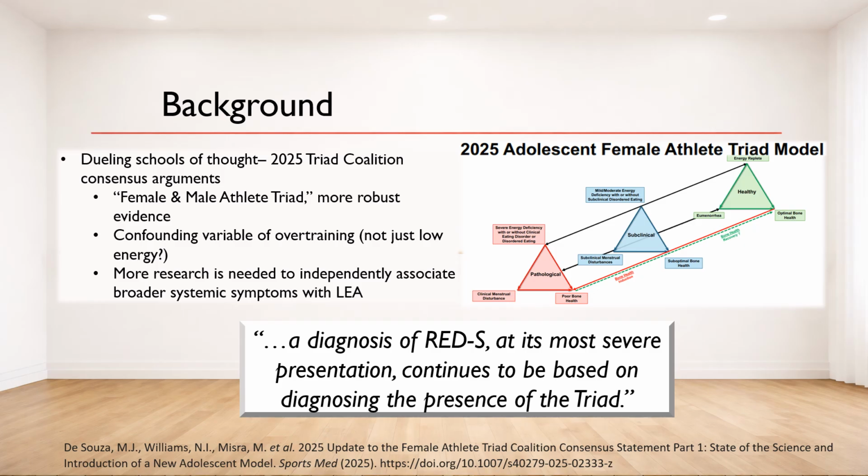The coalition also has concerns about confounding variables, especially related to overtraining, and that's separate as an etiology from low energy availability. I'll talk a little bit more about overtraining syndrome later. Overall, we just need more research to concretely associate low energy availability with those other spokes on the wheel of REDS before the coalition and the clinical community will likely agree together that we should abandon the use of one or the other terms or come up with a new term. We also need more independent variable study to differentiate lack of energy as an etiology versus overtraining.